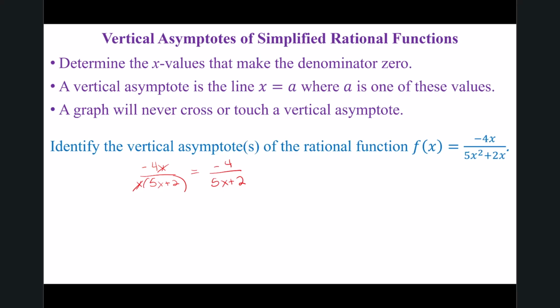And now I'm going to find the vertical asymptote. So the vertical asymptotes will be where that denominator equals 0. So where 5x equals negative 2, or x equals negative 2/5. So this function has one vertical asymptote, when x is negative 2/5.